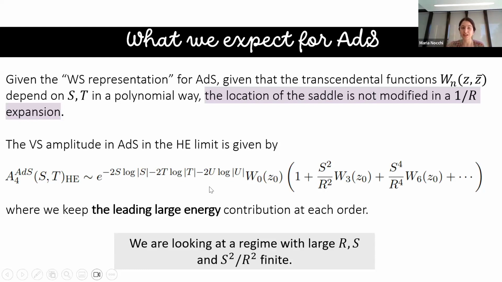So what we get is the high energy limit in flat space and an expansion around flat space of all the transcendental functions evaluated at the saddle point that you find in flat space. To be super precise, what we're doing here is keeping the leading large energy contribution at each order. So we are looking at a regime of large S, which corresponds to the high energy regime, large R, because we always define the AdS amplitude as an expansion around flat space, but we also keep S squared over R squared finite to select this leading large energy contribution.